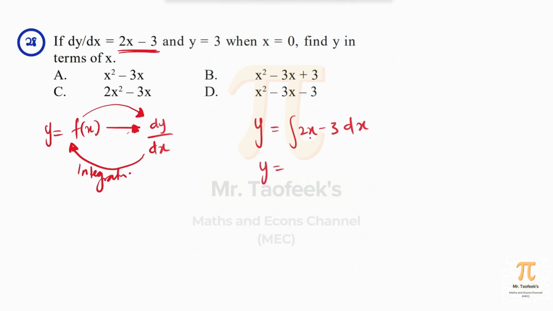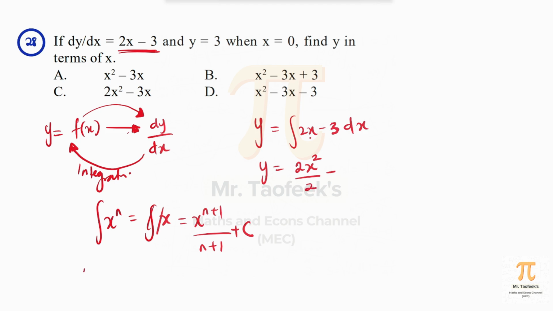If I want to integrate x to the power of n, I add 1 to the power, x to the power of n plus 1, divide by the new power, and add my c. Don't forget your c, because this is an indefinite integral. So this becomes 2x squared divided by 2, minus, if I'm integrating a constant, if I have y equals 3x and I differentiate, the dy/dx will just be 3. So if you want to integrate 3, just bring back the x. The integral of 3 is 3x, and then add your constant of integration. Simplifying, you have x squared minus 3x plus c.